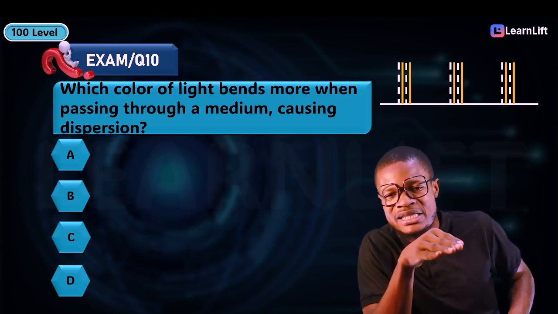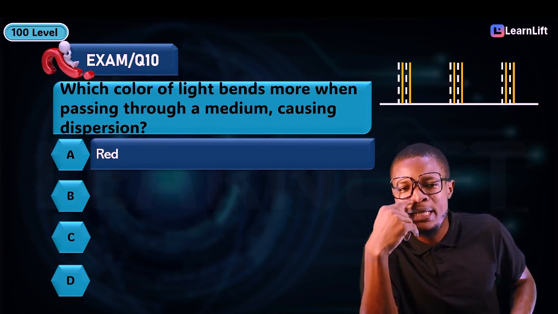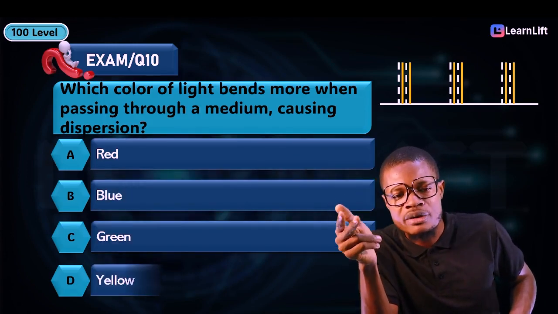Follow me. Question 10 says, which color of light bends more when passing through a medium causing dispersion? Which one will bend more? Option A is red, B blue, C green, D yellow.